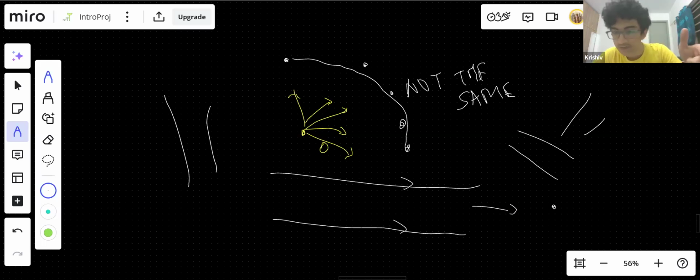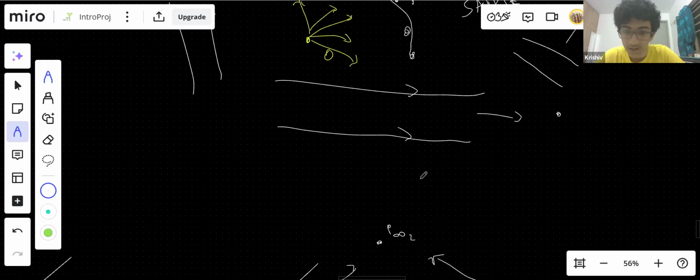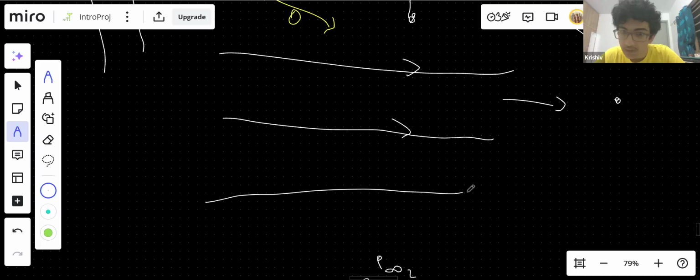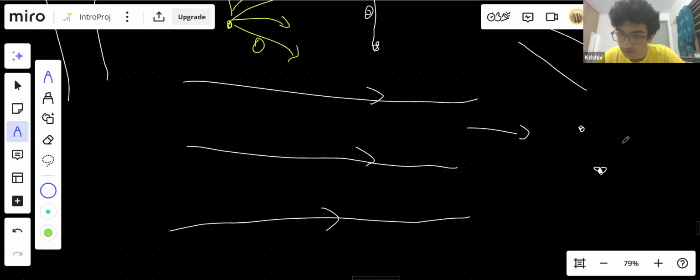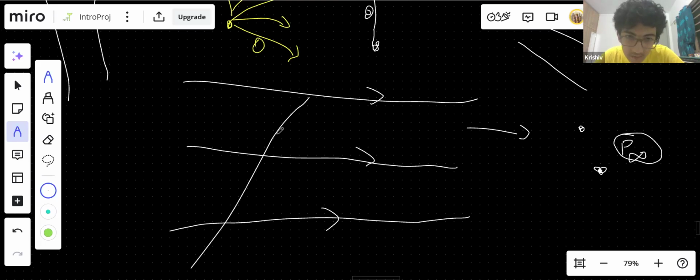So as Dibangshu is asking, for any three parallel lines, would all three intersect at the same point? Yes, exactly. So we have this line as well. It's also going in the same direction, so they will all meet at this one point at infinity. But this line will go to another point at infinity.